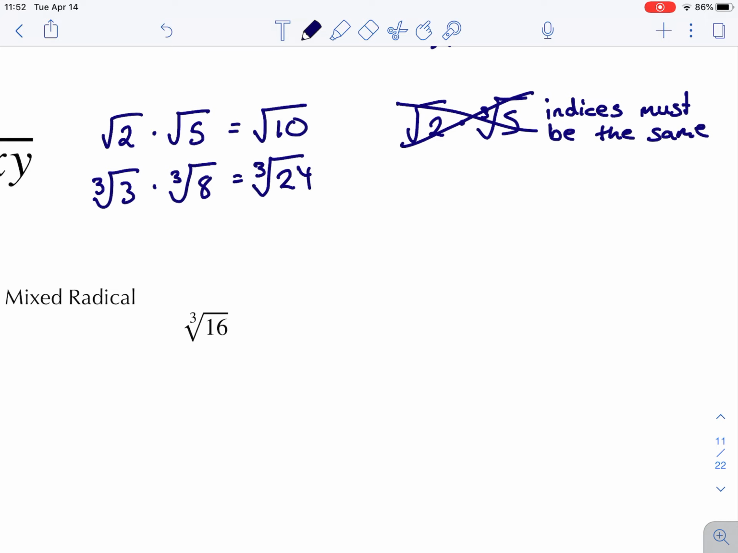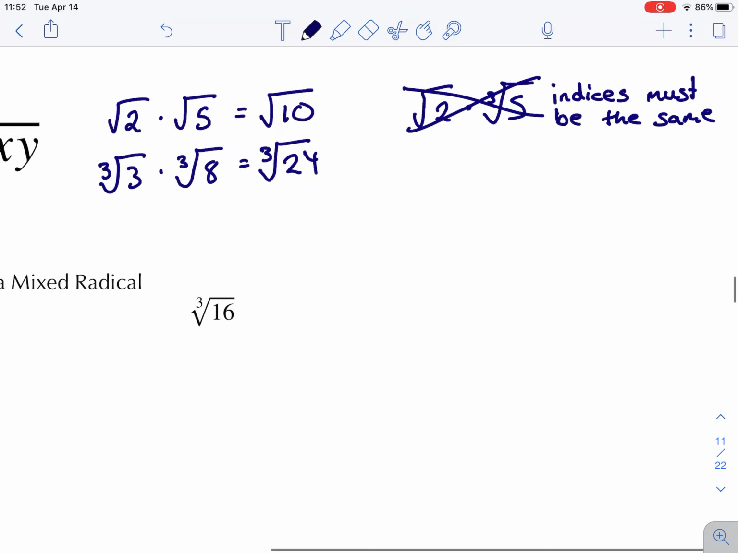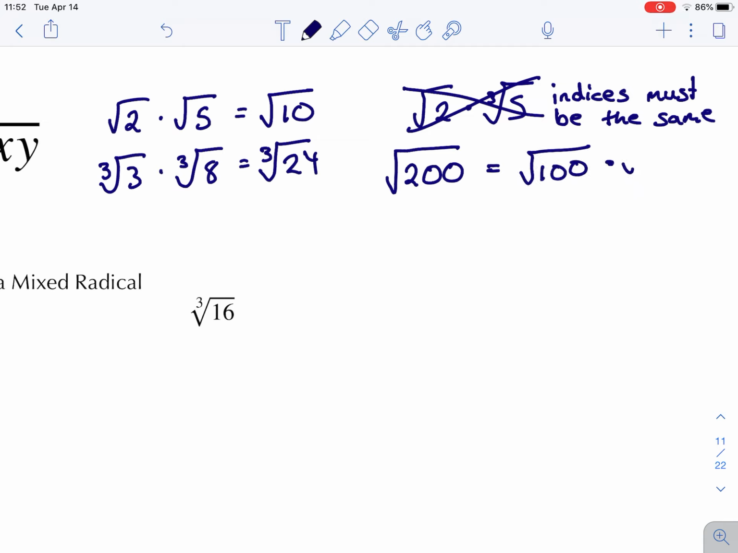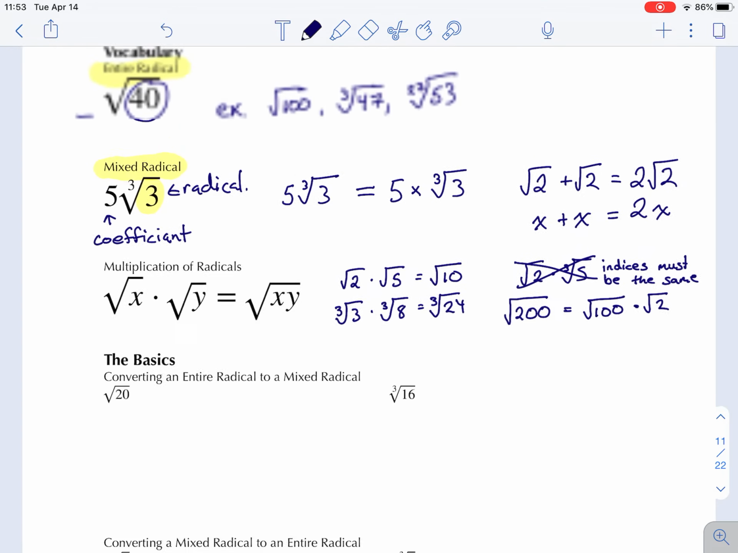Now likewise, we can take a radical and break it apart into two pieces. So we could take the square root of, let's say, 200, and we can break it apart into the square root of 100 times the square root of 2. So we can take an entire radical and break it up into the radicals of two of its factors. And this is an important step when we simplify radicals.